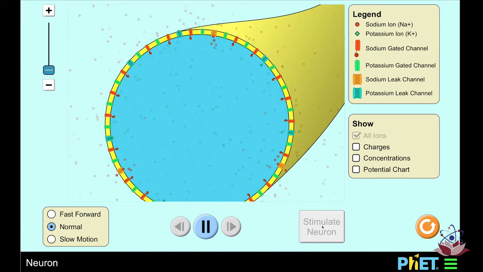What happened? Sodiums get in. And what happened to potassium? It goes out. Which came first? Sodium, so sodium gets in first. Okay, let's watch. The red ones come in and then the green ones go out.